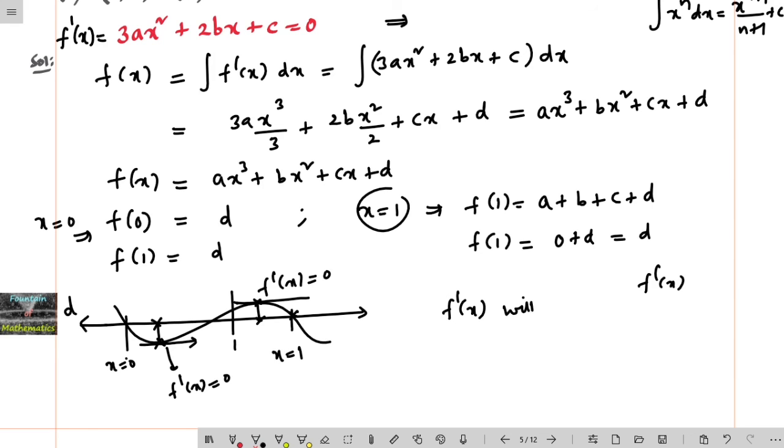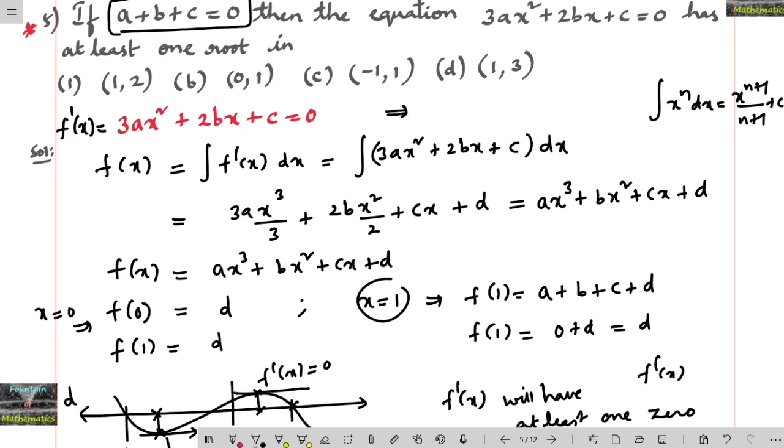will have at least one zero in the interval 0 to 1. Minimum one will be there, maximum can be many, depending upon the curve of the equation. So we can confirm that f dash x, which is 3ax square plus 2bx plus c equals to 0, must have at least one real root in 0 to 1. So the second option is the right answer.